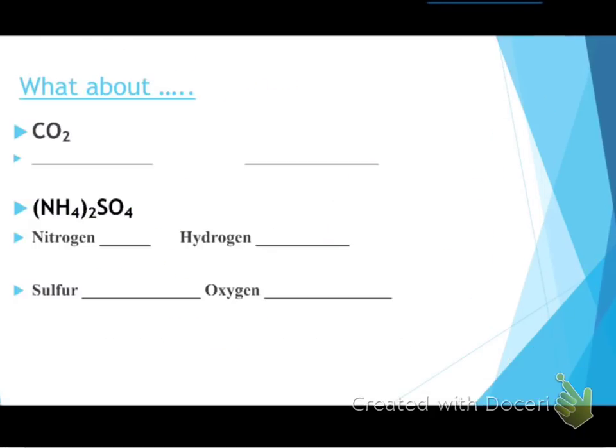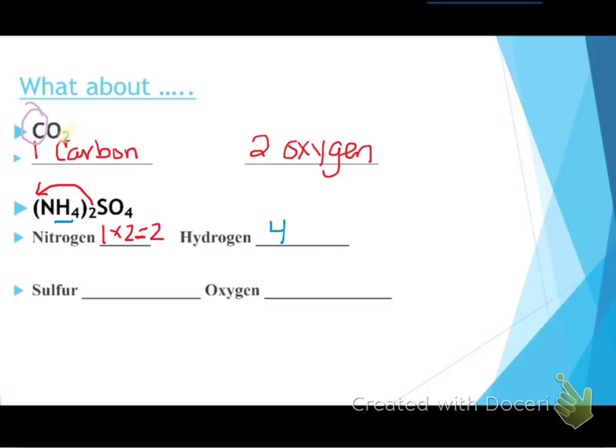So for carbon dioxide, there is 1 carbon, because this is just the C by itself. I just told you if it's by itself, it's 1. And then there are 2 oxygens because of this subscript right here. All right, next, I got a little ahead of myself.